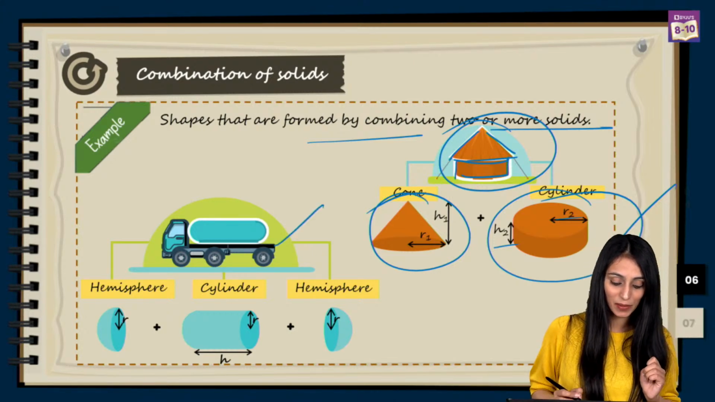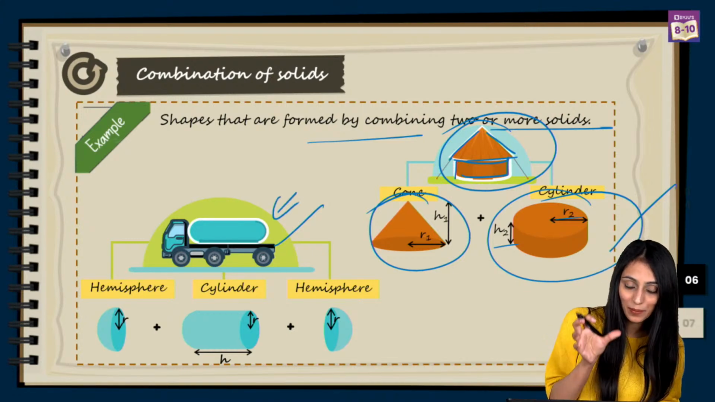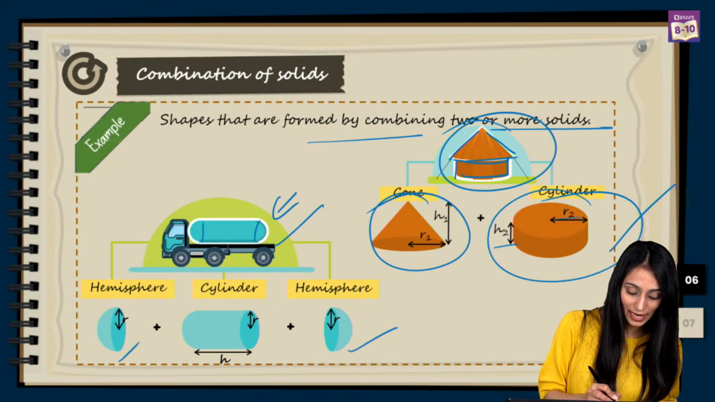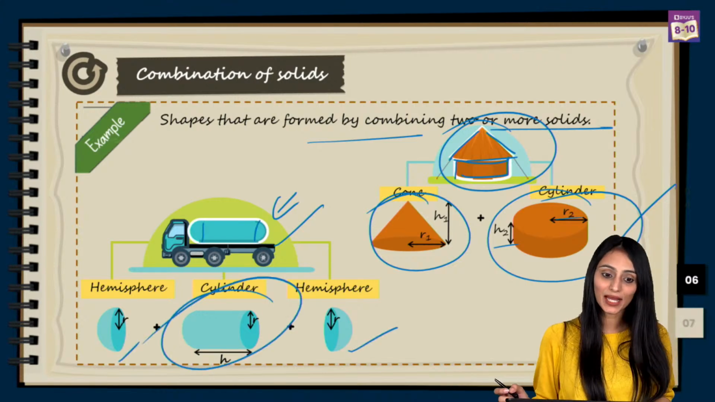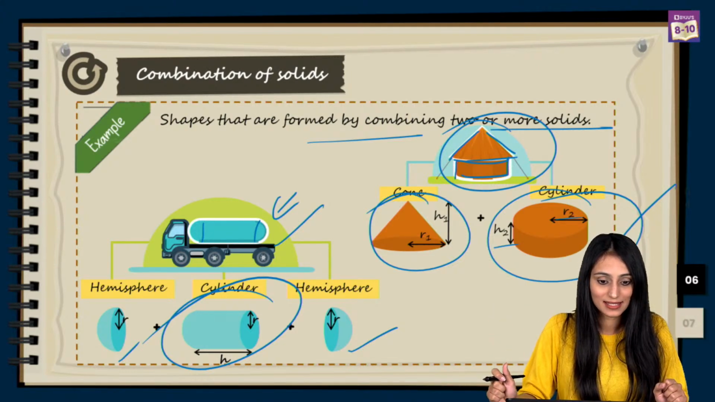Here, if you see this picture, you can see this tank. It is comprised of different solids. Like we have 2 hemispheres, right? And this cylinder over here, right? So it's basically a combination of solids. Yes?